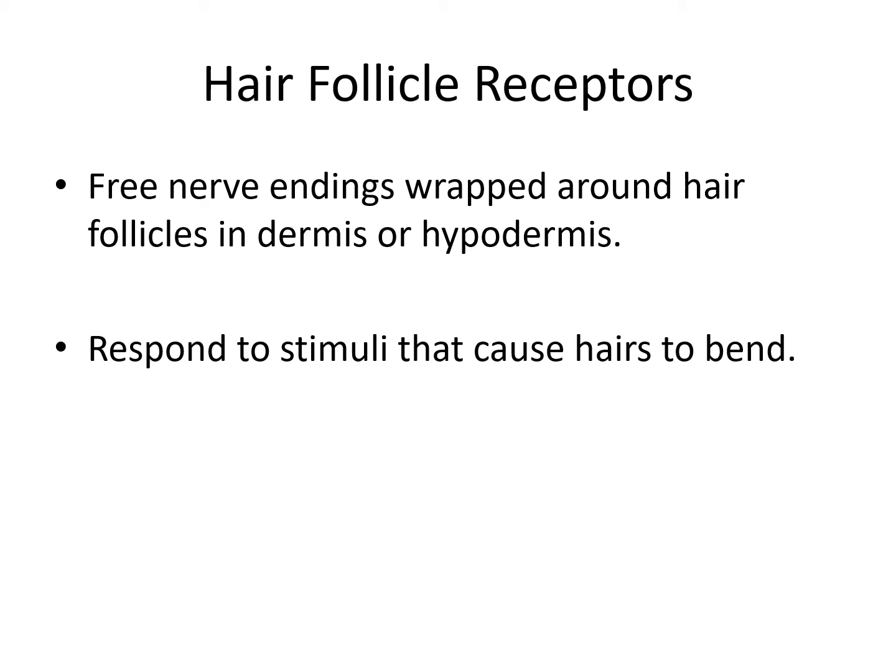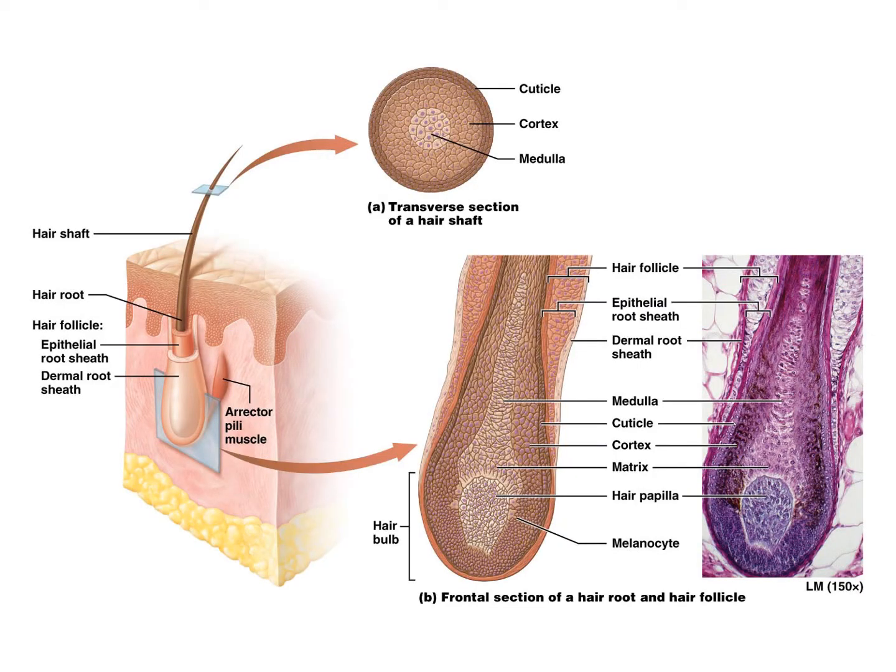Another receptor you might have learned in SCB 203 are the hair follicle receptors. These are free nerve endings that wrap around the hair follicles in the dermis or hypodermis. And these will respond to anything that causes the hairs to bend. I could not find a picture of it in your textbook, but all I can find is the picture of the hair root. And so the free nerve endings would be wrapping around the hair root here. And so they will be stimulated by anything that moves the hair. So when a fly lands on your arm and it moves the hairs, you know a fly has landed on you and you shoo it away.